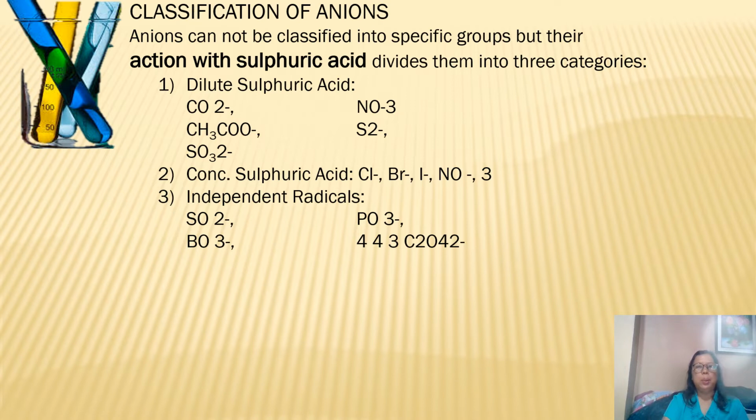Now, dilute sulfuric acid groups together carbonate, CO3 2-, acetate, sulfate, nitrate, and sulfide. Whereas for concentrated sulfuric acid, you have most of which are the halides, the nitrates, and then the independent radicals. There are so many of these.